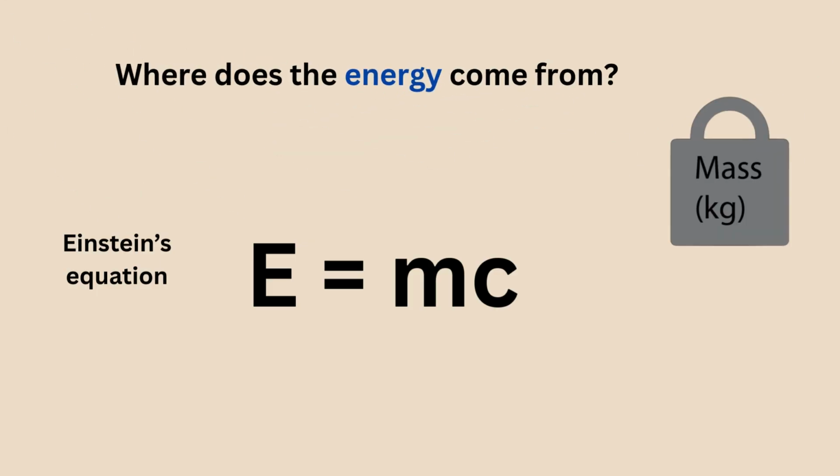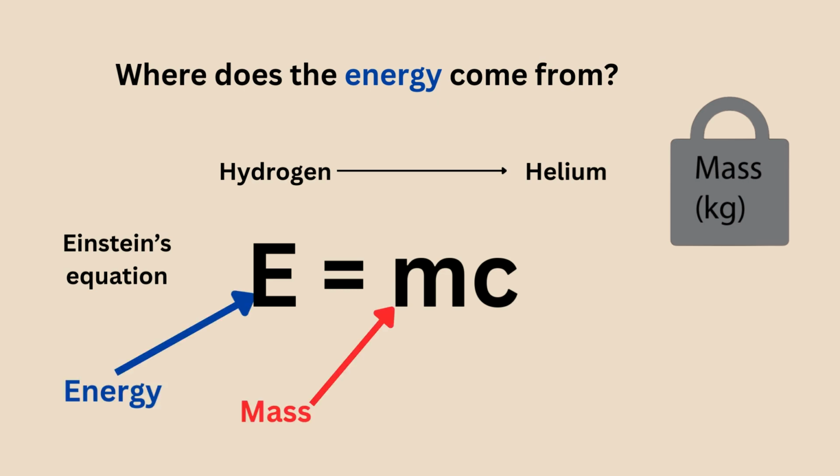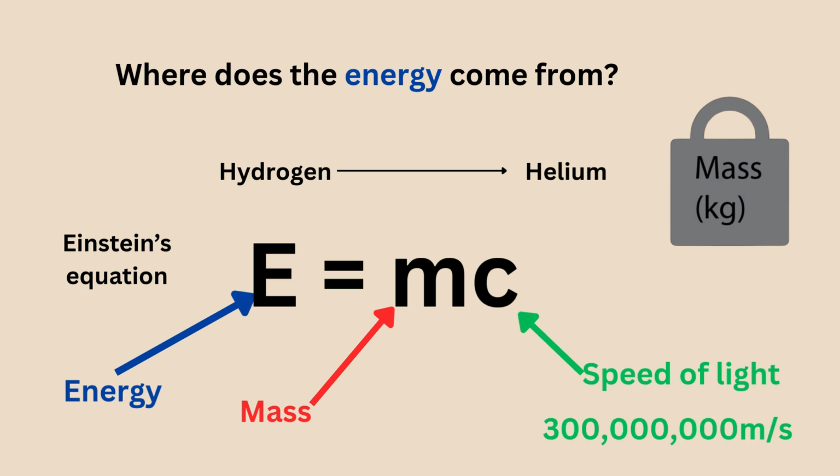Let's have a look at where this energy comes from. When the hydrogen is fused to form helium, there is a change in mass, and this change in mass relates to a change in energy. Using Einstein's famous equation, E equals mc squared, energy is E, mass is m, and the speed of light is c. Because the speed of light is a squared quantity, any small change in mass will give you a large amount of energy.